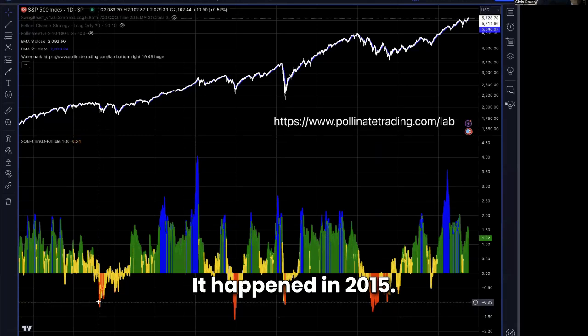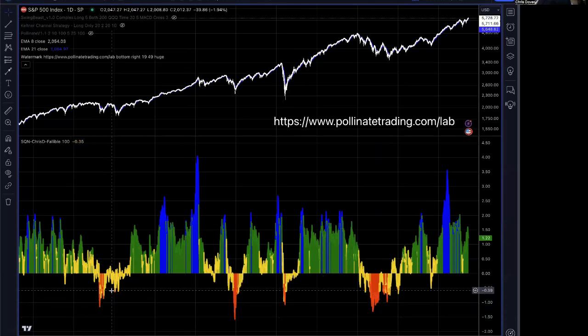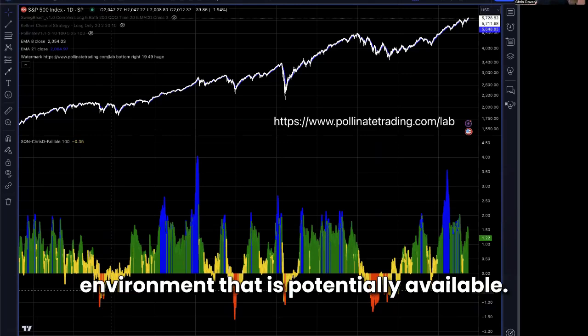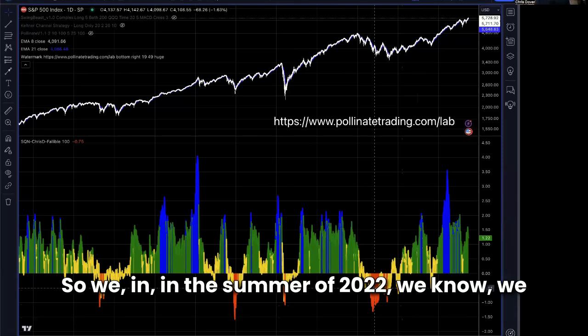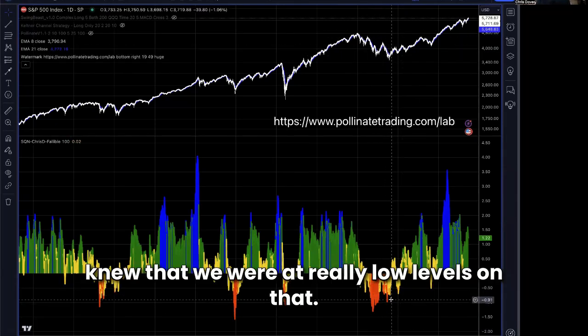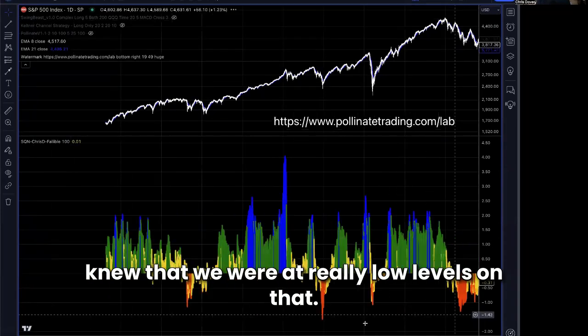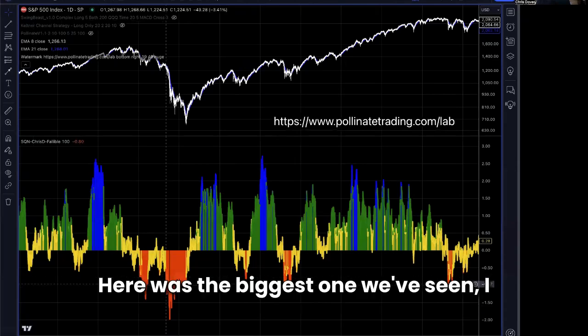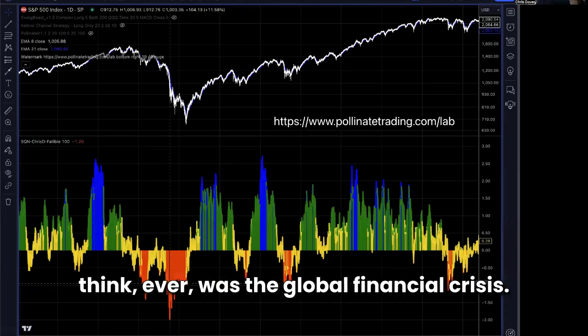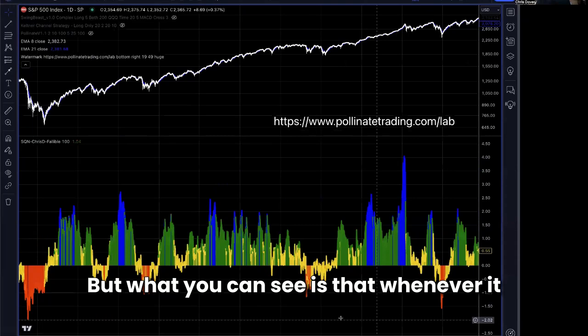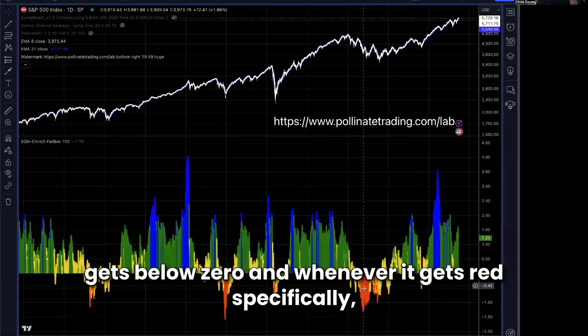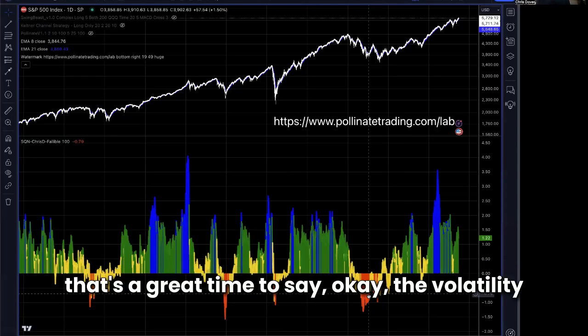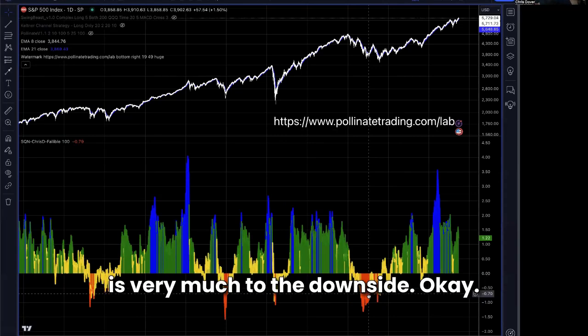It happened in 2015. It just tells you the environment that is potentially available. So in the summer of 2022, we knew that we were at really low levels on that. Here was the biggest one we've seen, I think, ever, was the global financial crisis. But what you can see is that whenever it gets below 0 and whenever it gets red specifically, that's a great time to say, okay, the volatility is very much to the downside.